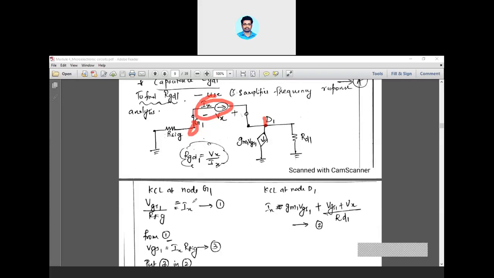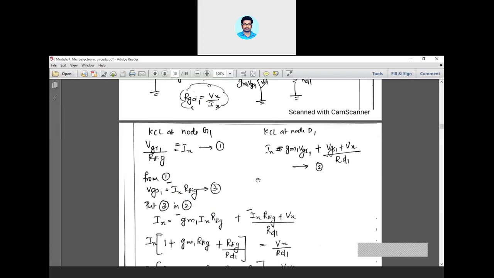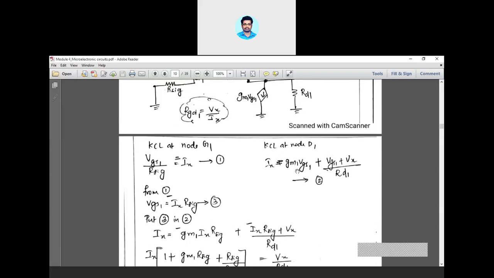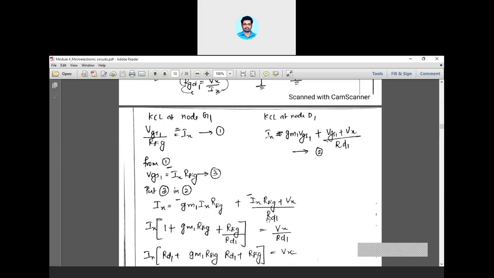For that, from equation number 1, I will take VGS1 in terms of Ix into Rc. Take this to the other side, cross multiply, and you will get VGS1 as minus Ix into Rc. Put this in equation number 2, because I don't want VGS1 anymore. You have to find the ratio of Vx by Ix, isn't it? To find RGD1, you have to find the ratio of Vx by Ix. So you are not interested in VGS1. Wherever you find VGS1 in equation number 2, just replace it with minus Ix into Rc. So your equation will go like this.